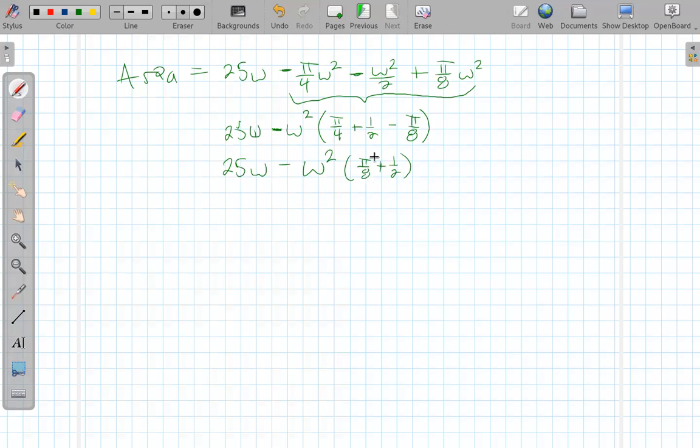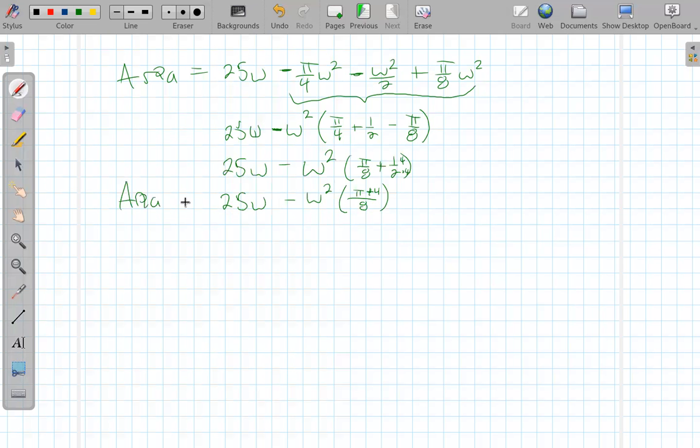And I don't see the point in cleaning that up further. Guess we could have a common denominator of 8. Sure, why not? 25W minus W squared times, so we'd have to multiply by 4 over 4 here to get a common denominator of 8. So that's going to give us pi plus 4 over 8 as the constant.